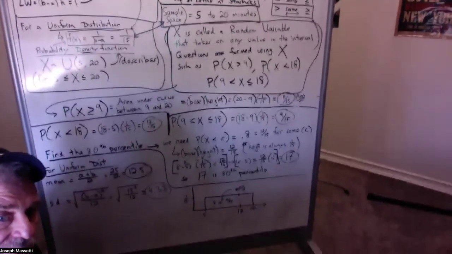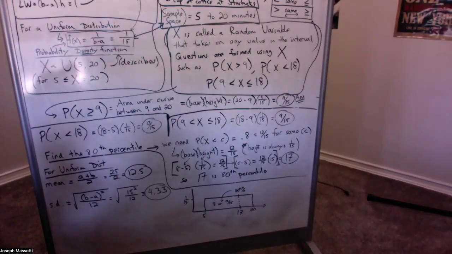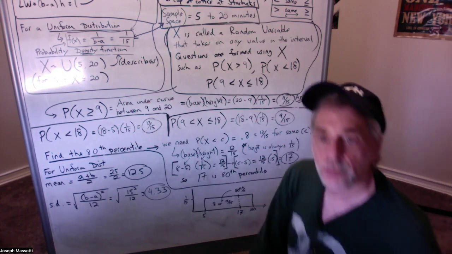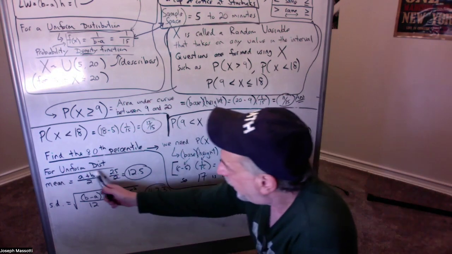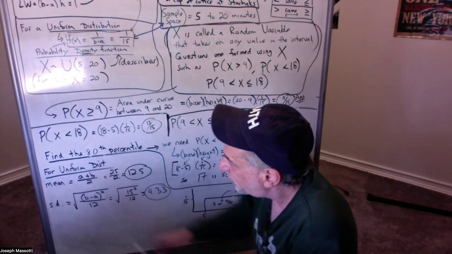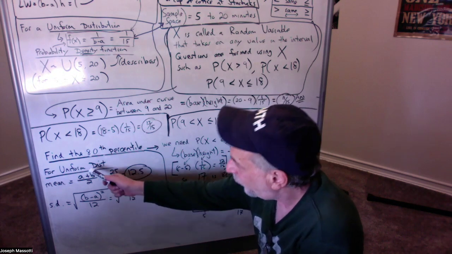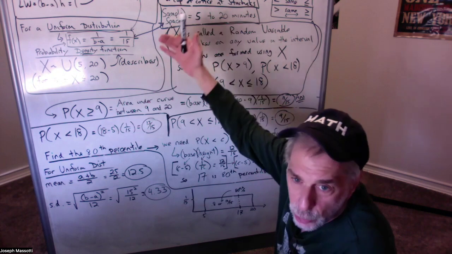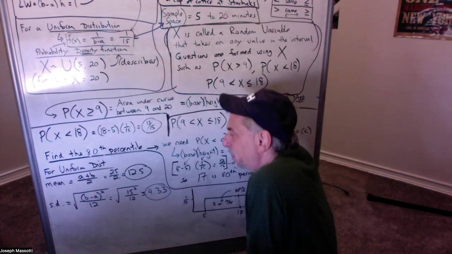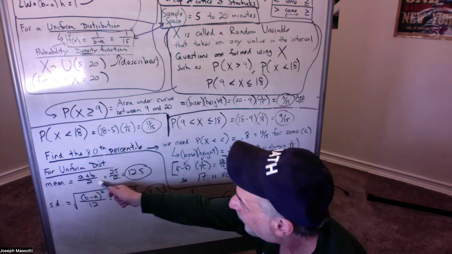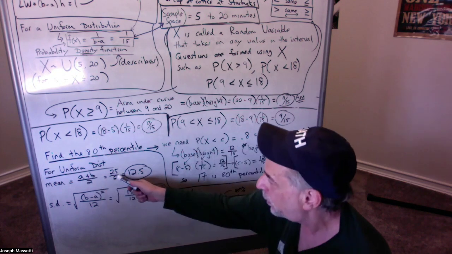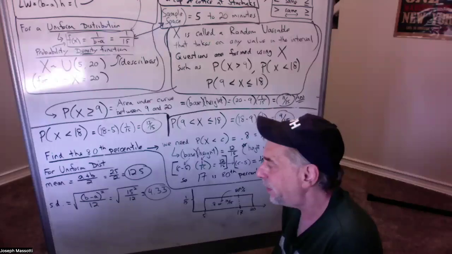Now we also want to be able to find the mean and standard deviation of a uniform distribution. And we have very nice formulas for these things. The mean for a uniform distribution, we're using the uniform distribution to introduce ourselves to continuous distributions. The mean of a uniform distribution is just the sum of the endpoints over 2. So we get 12.5 here.